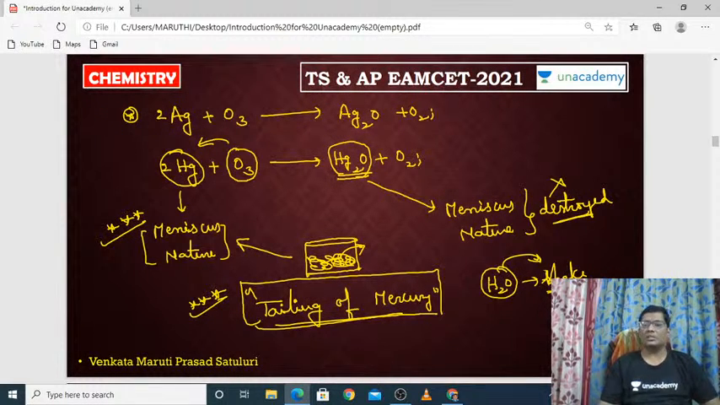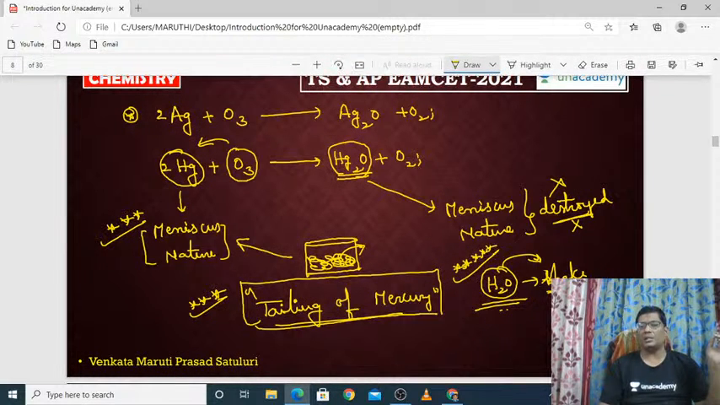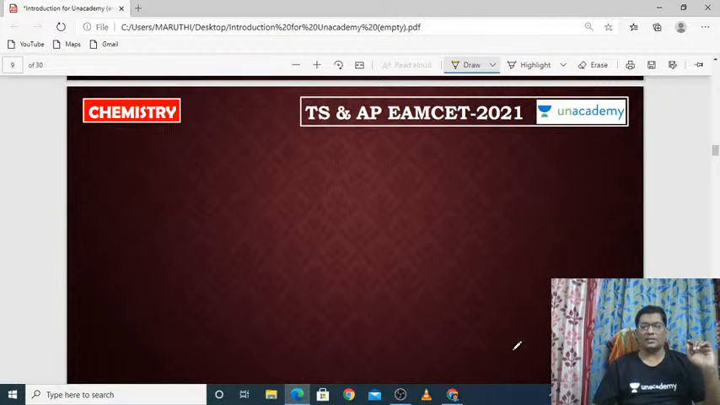So the meniscus nature was all destroyed, right? The destroyed meniscus nature will be regained by the mercury once you react it with water. So adding water and shaking it is very important for us. Okay, that is one of the important chemical reactions of mercury.